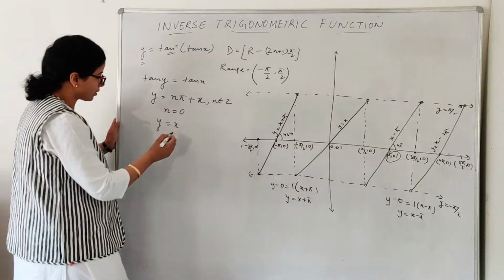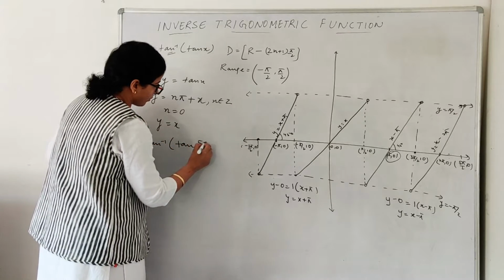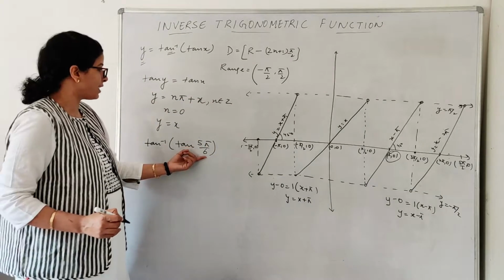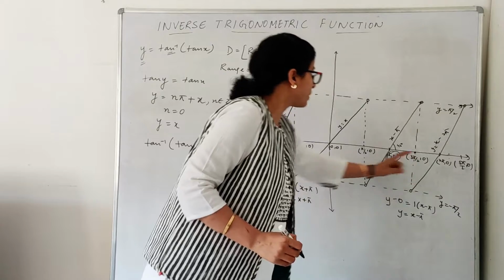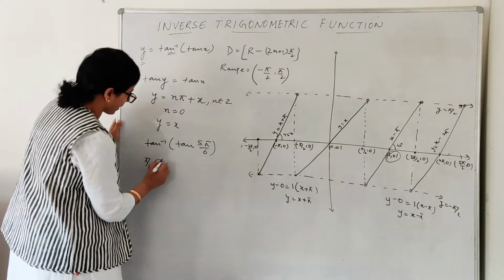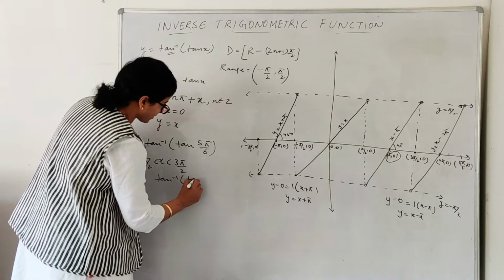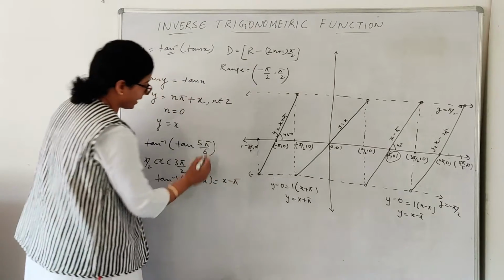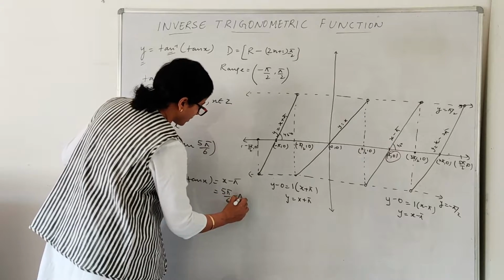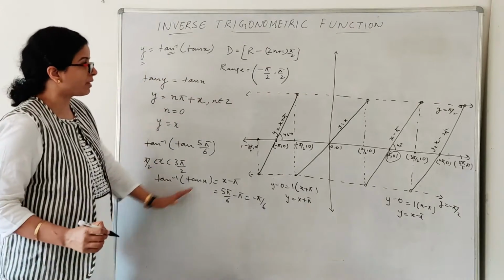Okay, so let us take one question. For example, you have been given tan inverse tan 5 pi by 6. 5 pi by 6 lies between pi by 2 and 3 pi by 2. So whenever my x lies between pi by 2 and 3 pi by 2, tan inverse tan x is equal to x minus pi, right? So it should be equal to 5 pi by 6 minus pi, which means minus pi by 6. This is one way using the graph.